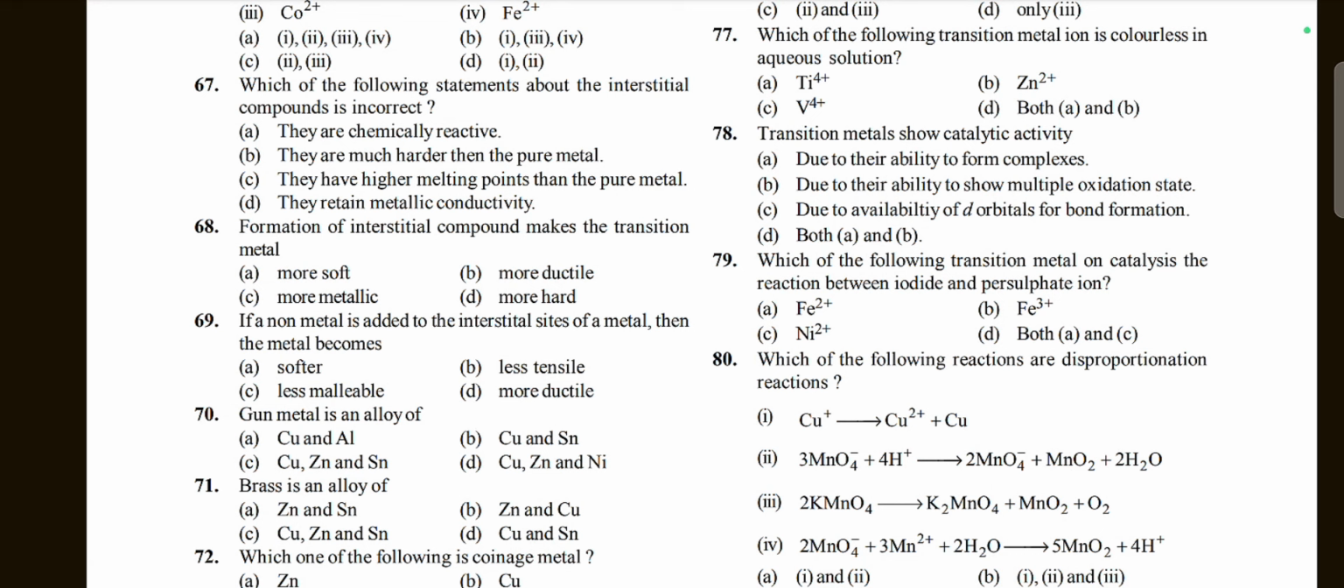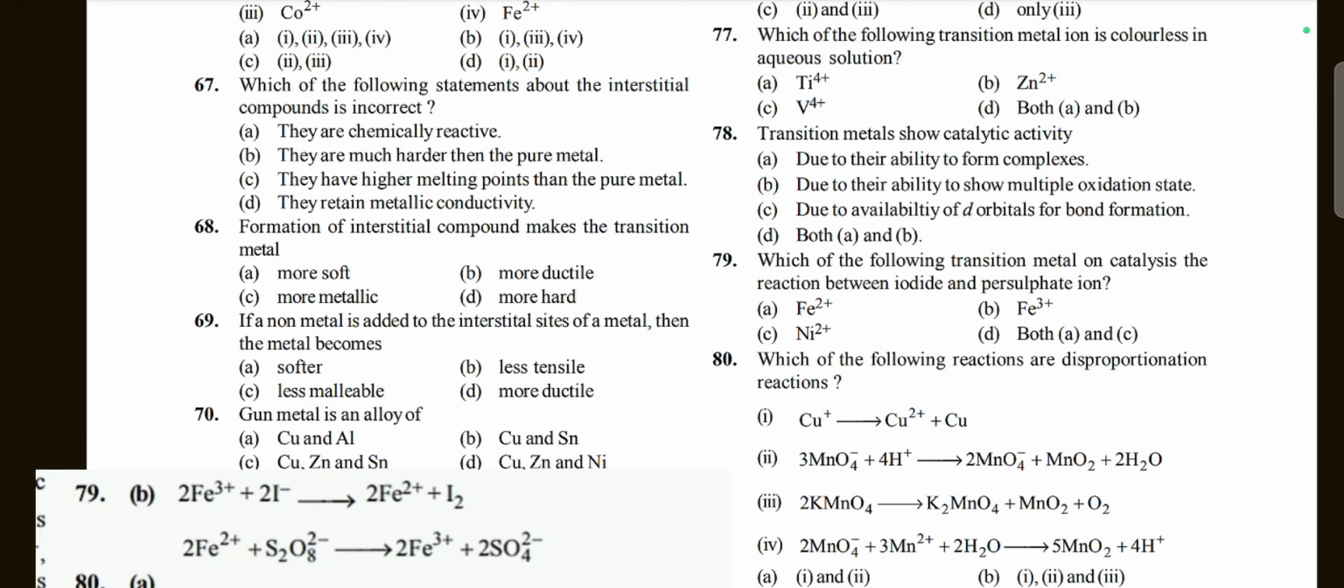Which of the following transition metal ions catalyses the reaction between iodide and persulfate ion? So option B will be the answer, Fe3+. So 2Fe3+ plus 2I- gives 2Fe2+ plus I2, and 2Fe2+ plus S2O8 2- gives 2Fe3+ plus 2SO4 2-. Here are the equations.